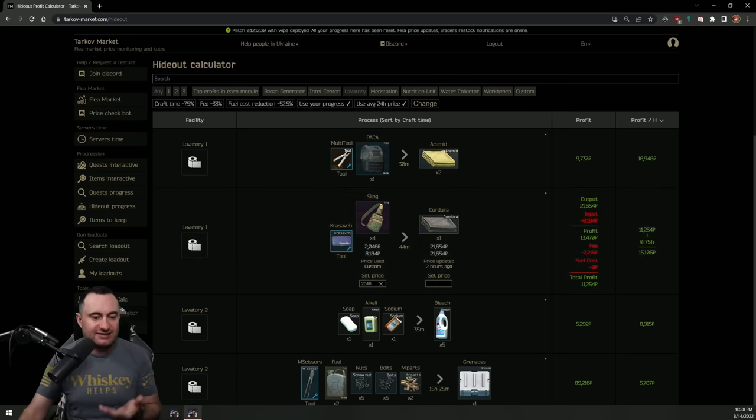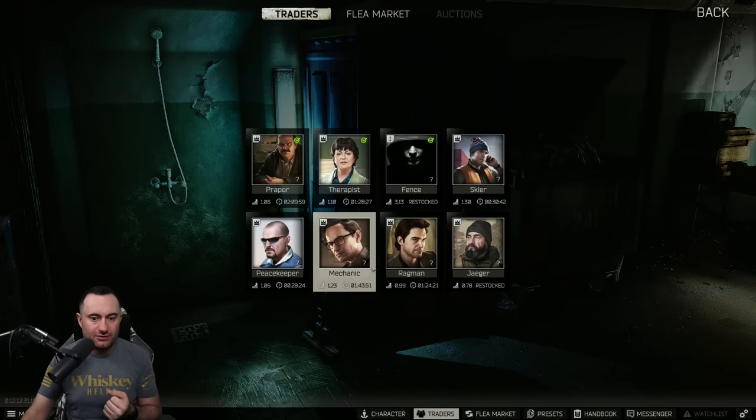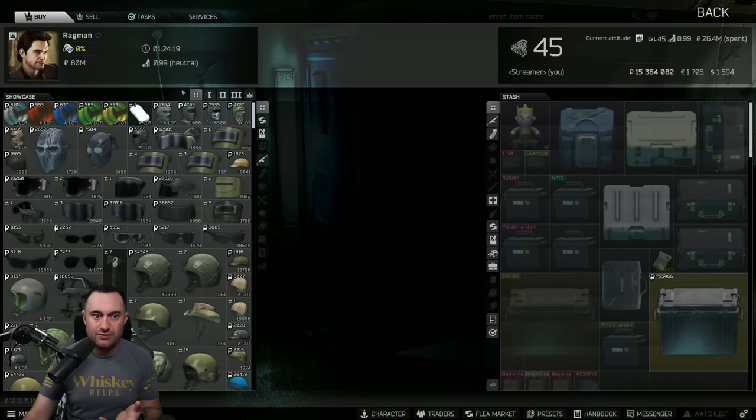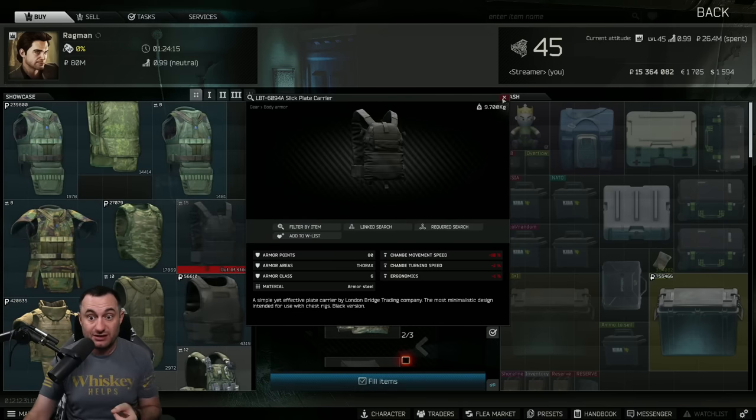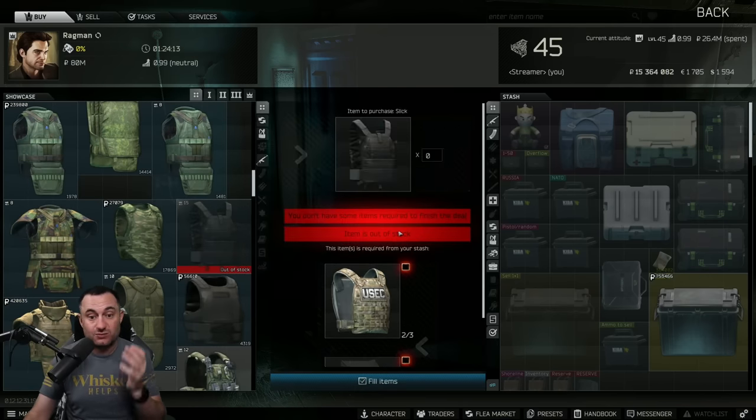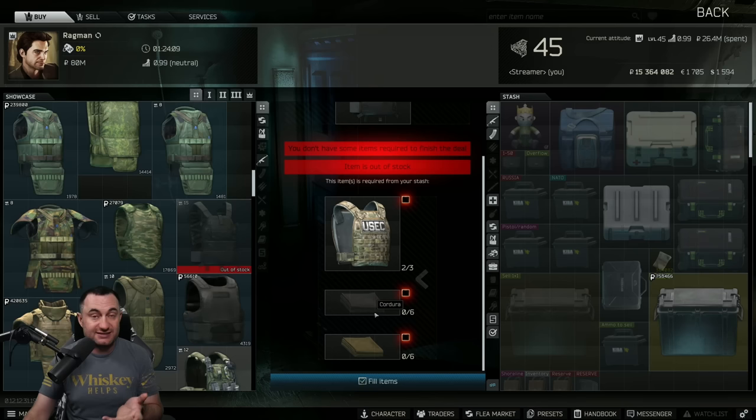And what I mean when I say that is, let me pull up Ragman here real quick. You see how in an hour and 24 he resets? Well, that's when all of these barters, specifically the slick plate carrier, reset and people buy up their materials to do that barter. And as you can see, it takes 6. So each person that does this is burning 6 Cordura.